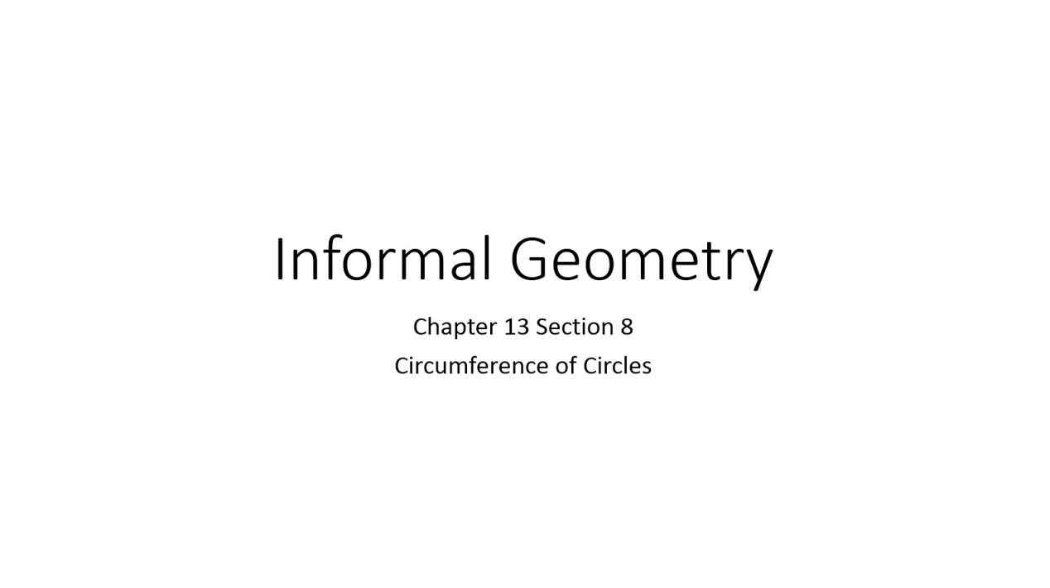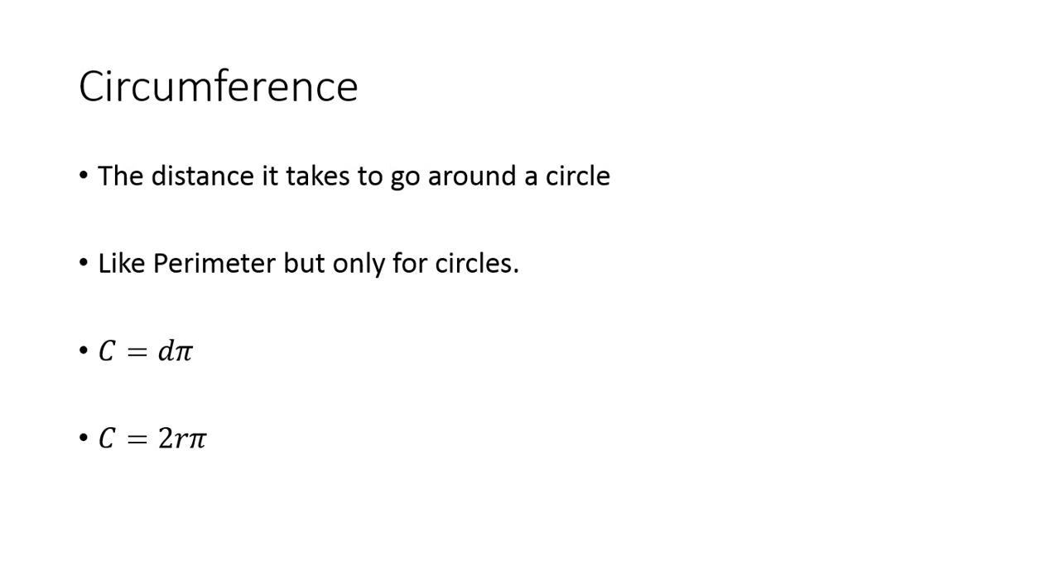All right, moving on to section 8, and here we're looking at the circumference of a circle that we've been dealing with. So circumference of the circle is another way of writing the perimeter. So it's the distance it takes to go around the circle. Okay, it just has a special name. We call it the circumference.